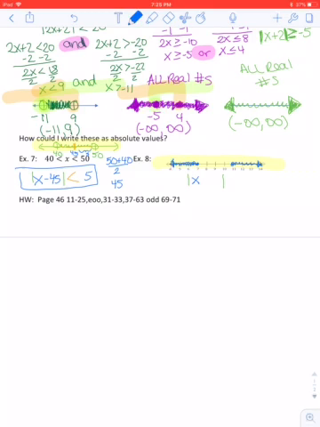Okay, so first we need the midpoint. So let's go find the midpoint. We're going to have 11 plus 7 over 2. So there's your 9. So x minus 9. And then we're going away, so that means our distance is getting further away from our 9. And how far is it from our 9 to our endpoints? That's 2 units.